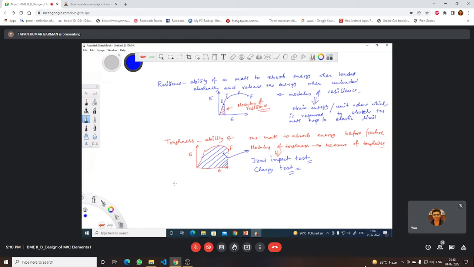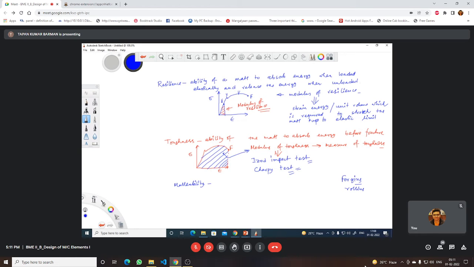Now another property is the malleability property of the material. Malleability. What is that? That is the ability of the material to deform under the action of compressive load. If you try to make one sheet metal, then you have to apply compressive load. Say for example, you have to do forging operation or rolling operation.